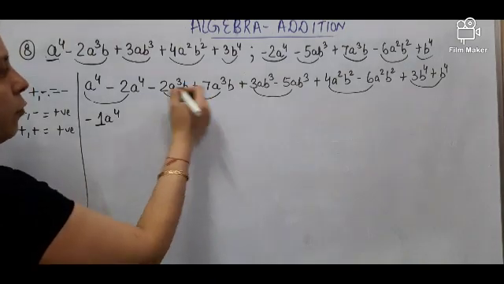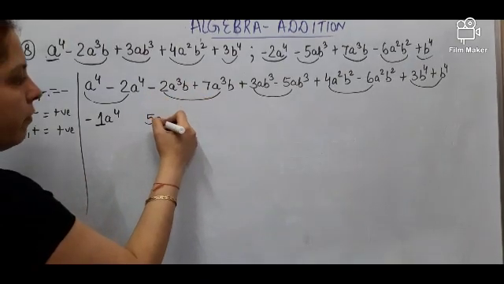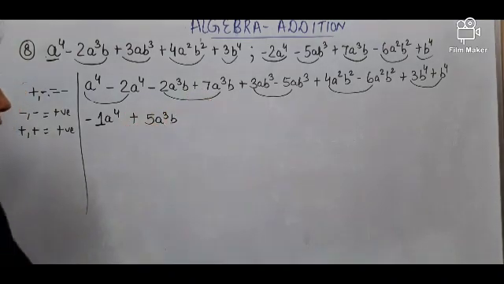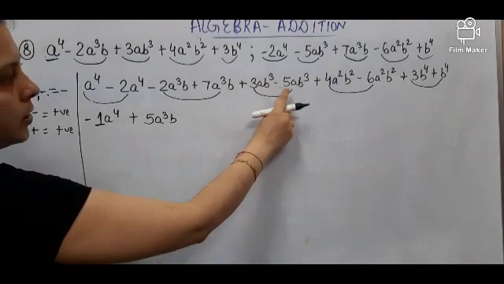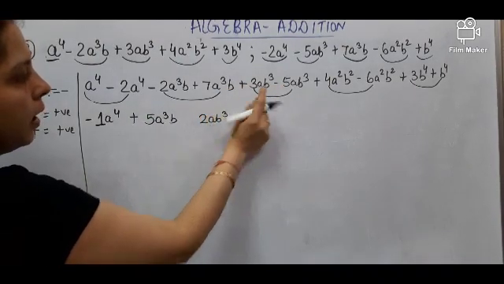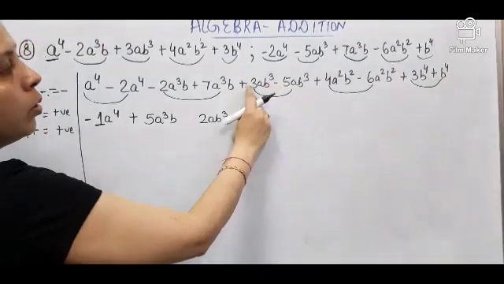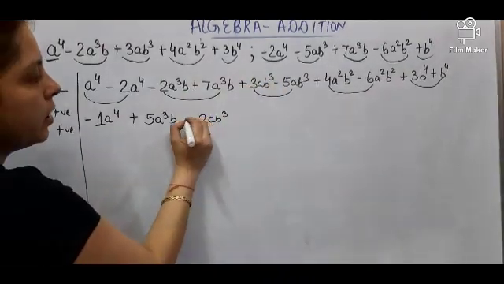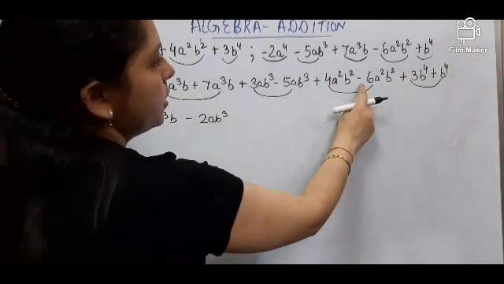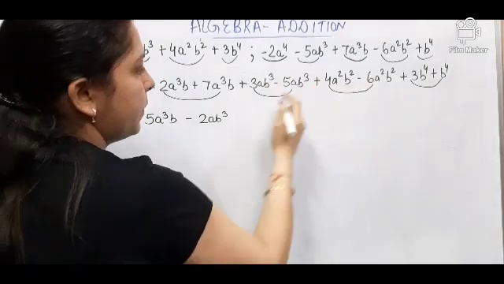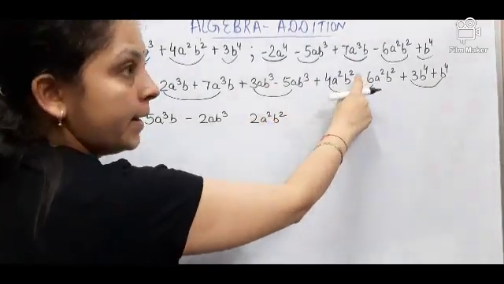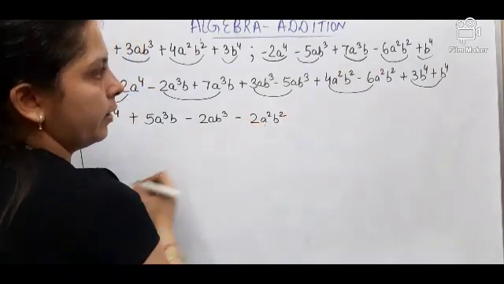So 7 minus 2 is 5a cube b, and as 7 is preceded by a positive sign, we write positive here. Again, 1 positive and 1 negative, so 5 minus 3 is 2ab cube, and as 5 is preceded by a negative sign, we put a negative sign here. Again, 1 positive and 1 negative, so 6 minus 4 is 2a square b square, and as 6 is preceded by a negative sign, we put a negative sign here.